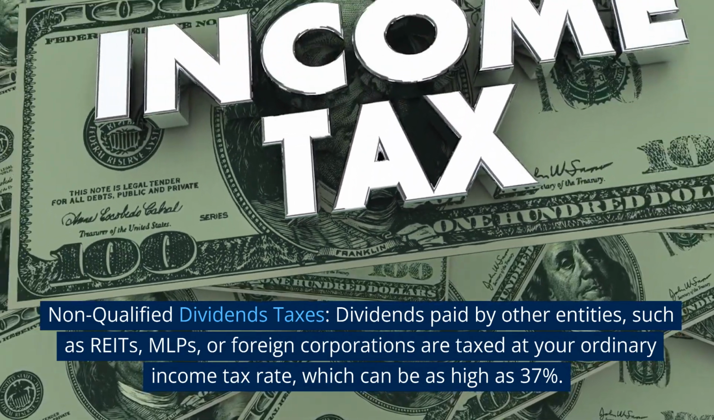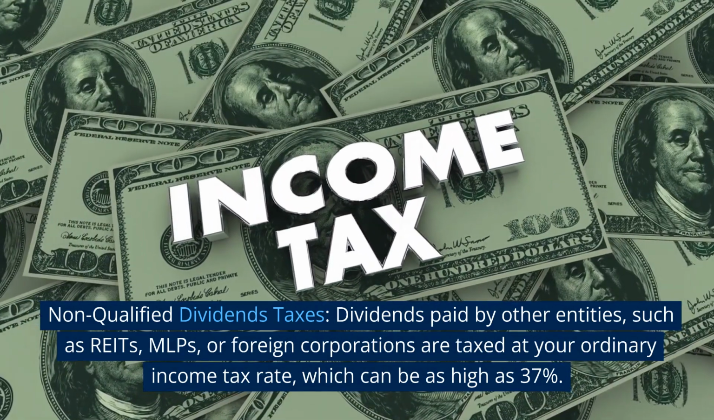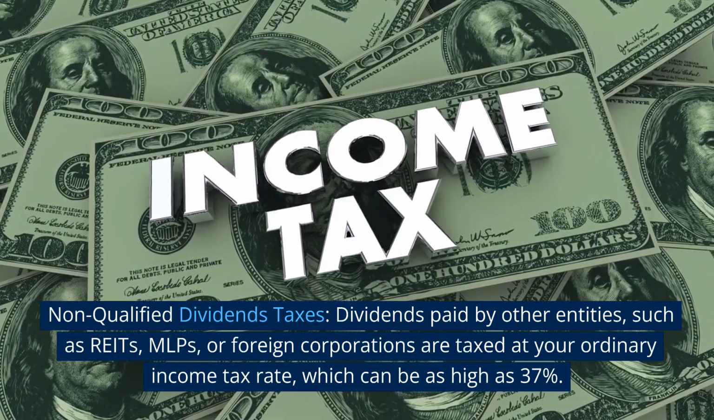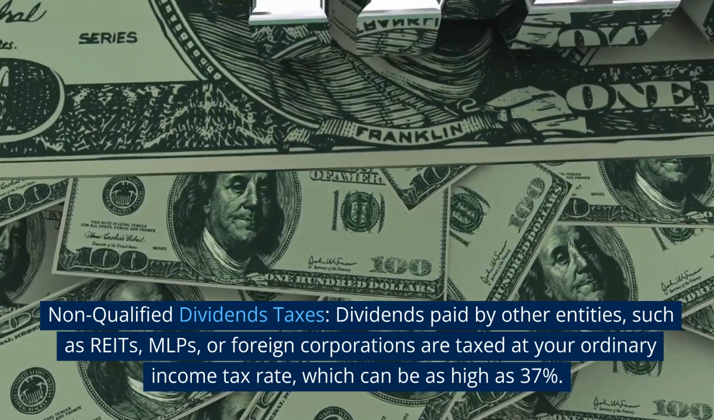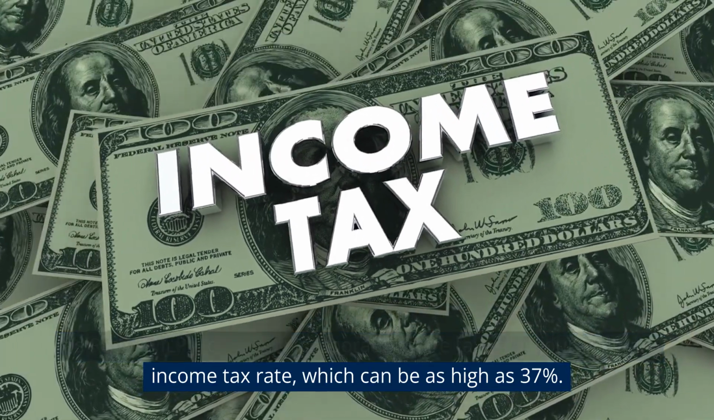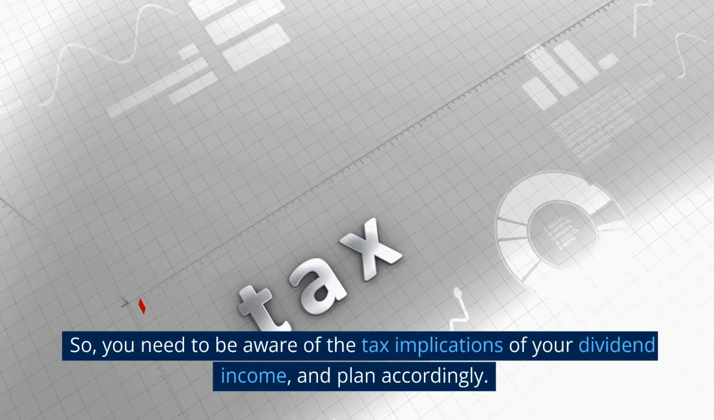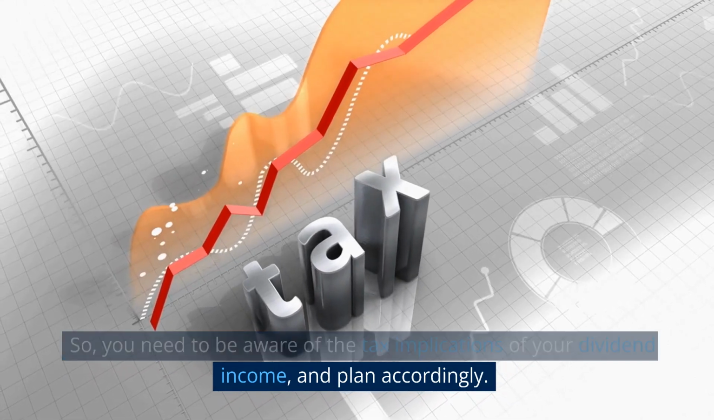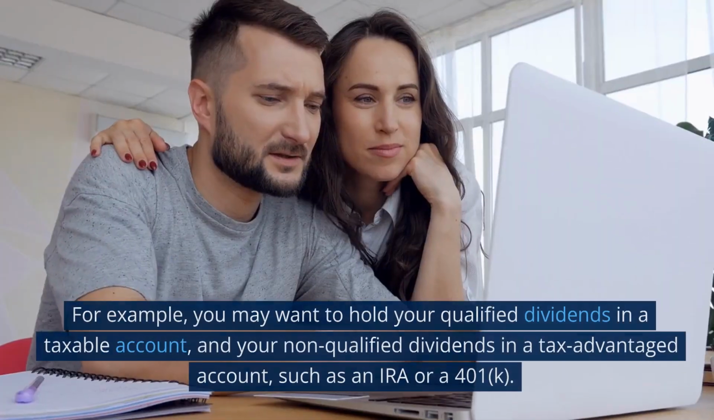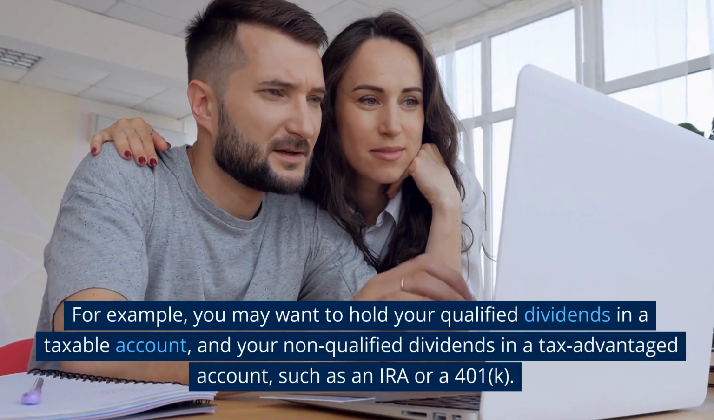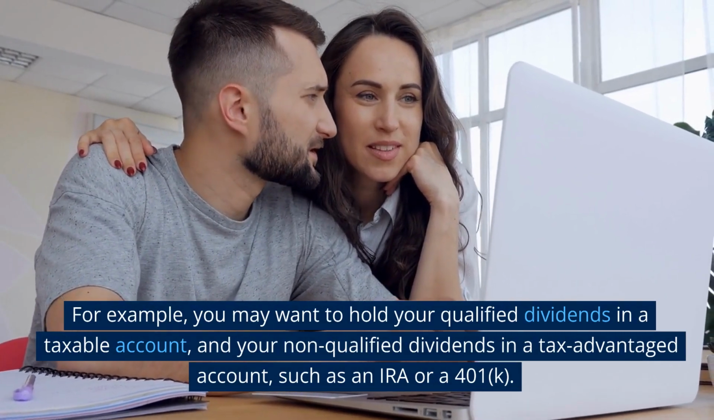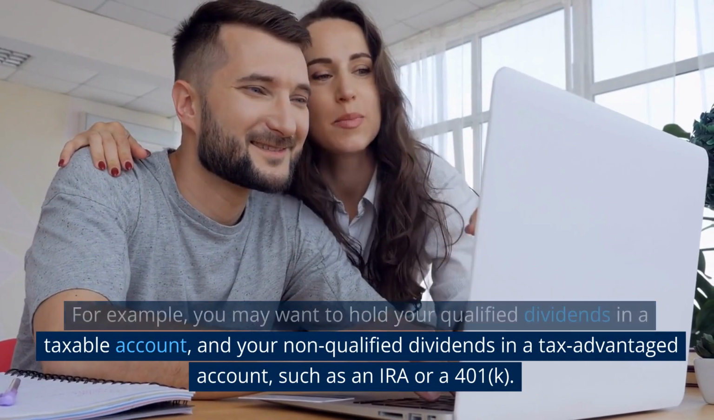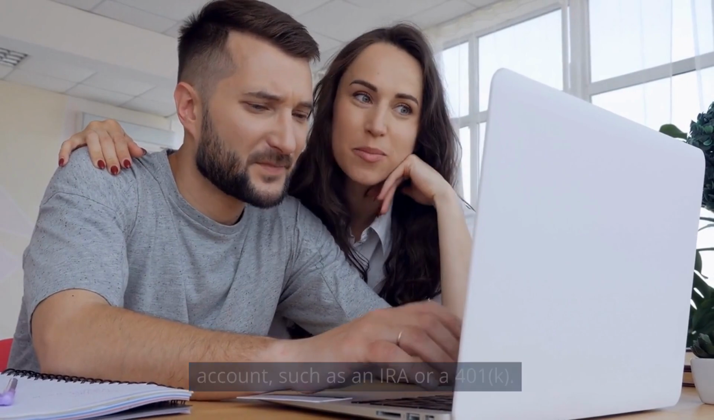Non-qualified dividends taxes. Dividends paid by other entities, such as REITs, MLPs, or foreign corporations are taxed at your ordinary income tax rate, which can be as high as 37%. So, you need to be aware of the tax implications of your dividend income, and plan accordingly. For example, you may want to hold your qualified dividends in a taxable account, and your non-qualified dividends in a tax-advantaged account, such as an IRA or a 401k.